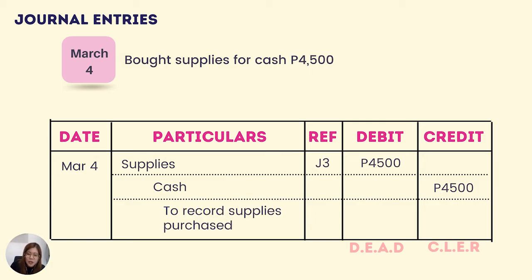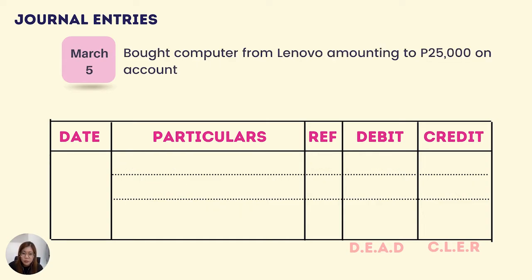Now, let's put some explanation then, tsaka yung narration of transaction. Nilagay ko na lang dyan to record supplies purchase. And yung PR number, nilagay ko na lang J3 since this is our third transactions. On March 5 naman, sabi dyan, bought computer from Lenovo amounting to 25,000 on account. Okay? So first, let's put the date, March 5, and now let's figure out what are the affected accounts. So what did the company or the business receive? Siyempre, computer, kasi bumili daw tayo ng computer.